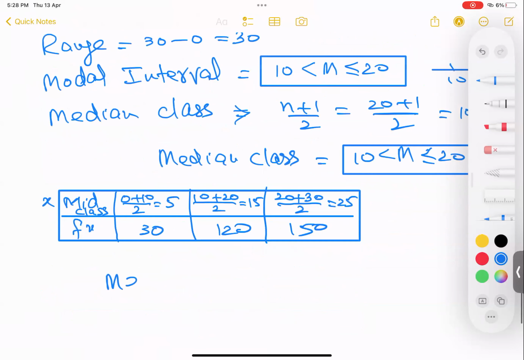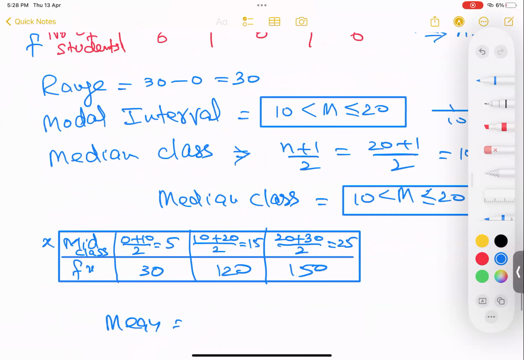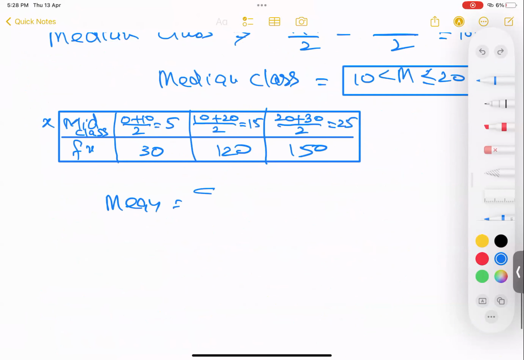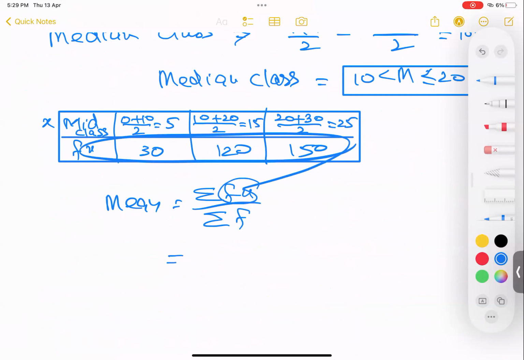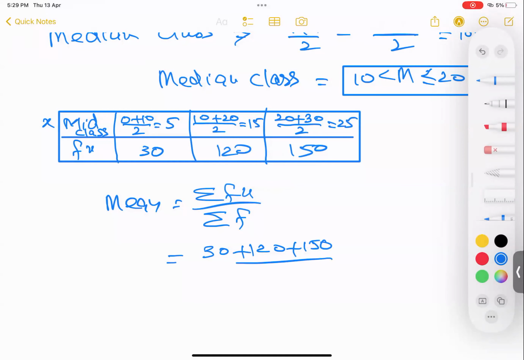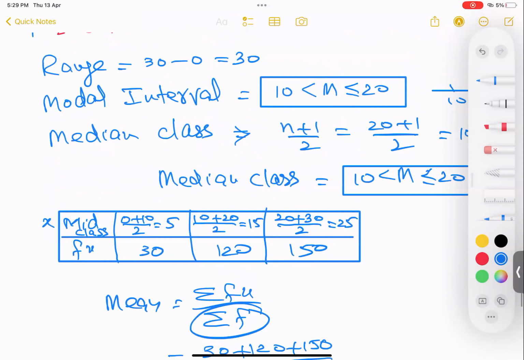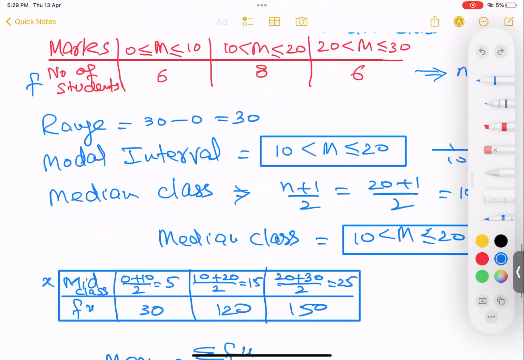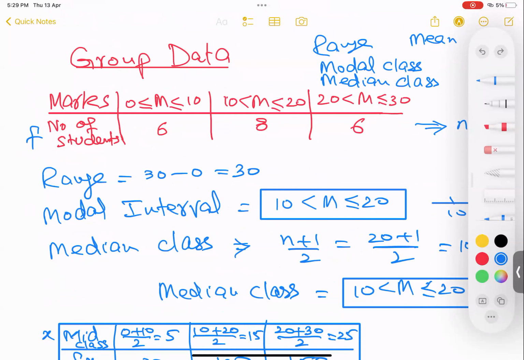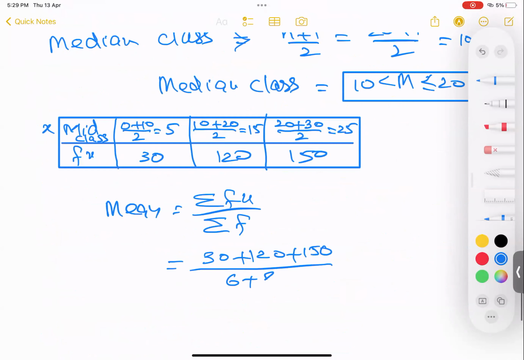And the mean formula is the same as for ungrouped data. Same formula here. So the formula I'm writing is sigma fx over sigma f. Sigma fx means all the values in this column added up: 30 plus 120 plus 150. And divided by what, students? Sigma f. Sigma f is here, the f column. Add them all: 6 plus 8 plus 6.